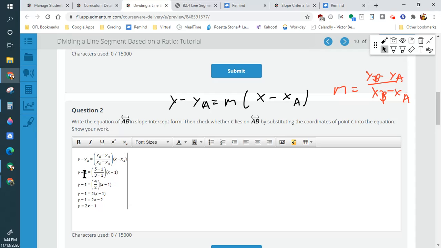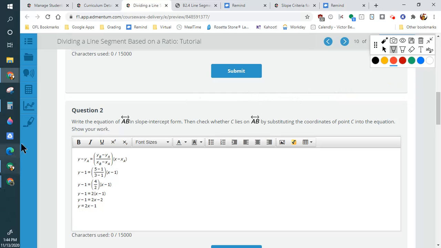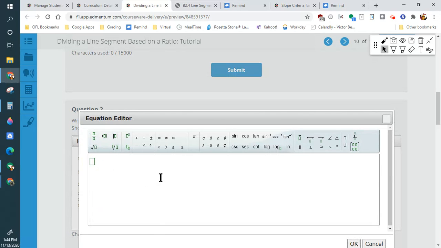And this should stretch out if you need more space. So now they want us to test to see if this works. So basically what they're saying is plug in your point C into here and see if it works. So if I did this formula correctly, it should work. So I'm going to insert an equation. My first equation is y equals 2x minus 1.